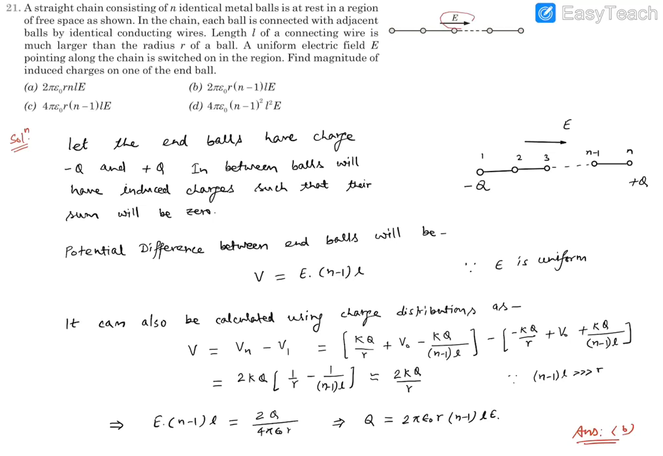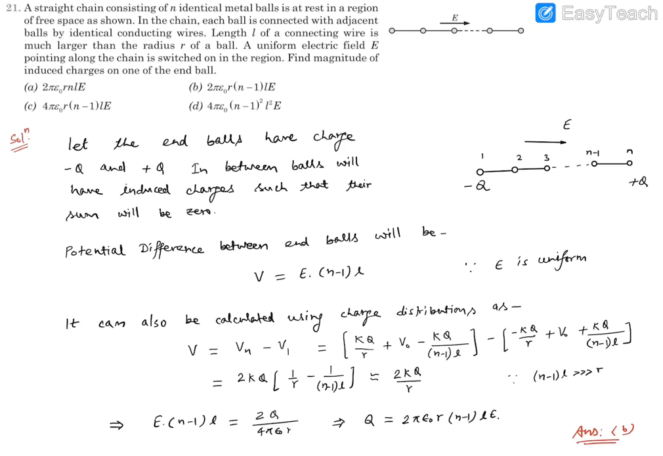So if the field is in this direction, then the electrons' negative charge will be pulled in this direction, and positive charge will go there. That's why we are assuming this has a plus q charge in totality and this has a minus q charge in totality. Now the charges will be in between as well, so we are not bothering about them because we need to find this only. In between balls there will also be induced charges, but their total sum will remain zero, just like the sum of the end balls' charges is zero.